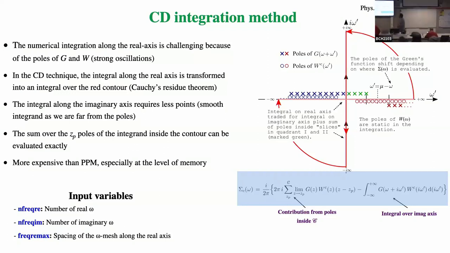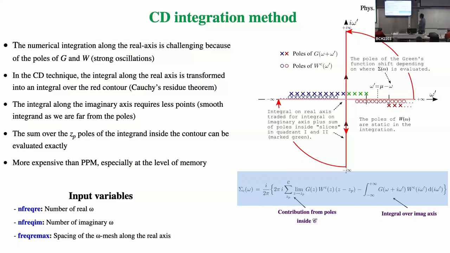Okay, to make a long story short, instead of sampling everything from zero up to infinity, we only need to compute the screened interaction along the imaginary axis, the positive branch. And we need to compute the polarizability only for a restricted set of frequencies along the real axis, but we don't have to go up to infinity.